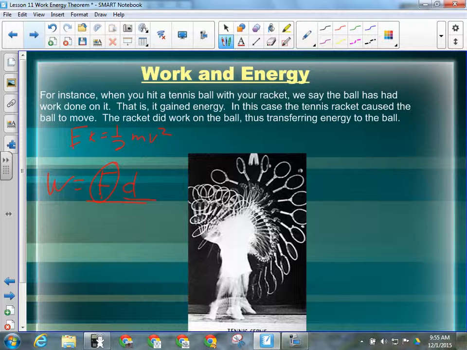This is exactly why, remember, I said simplify the racket so that it's just a solid thing. But rackets aren't solid, are they? They have strings. You ever seen what happens to a tennis ball when it hits a racket?